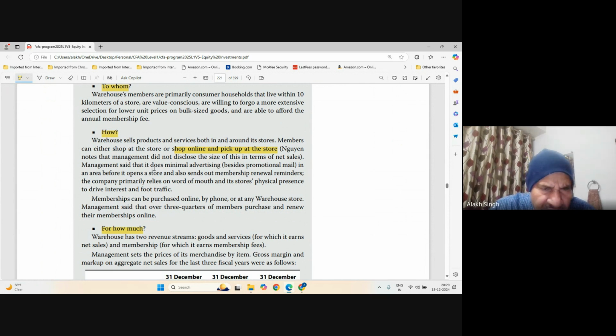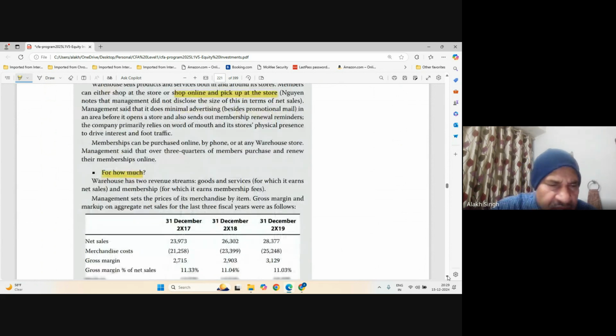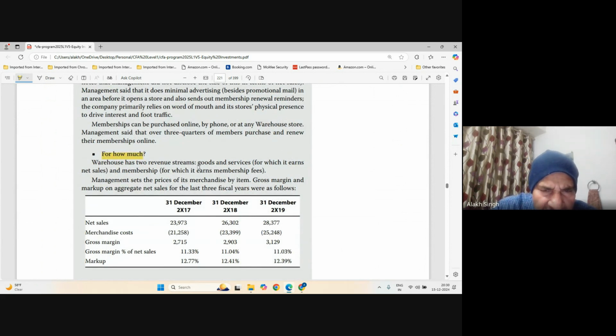Okay. So that is another way that it is delivering the product. That is the business model. Then for how much? So how much means the price, the revenue. So the warehouse has two revenue streams: goods and services, for which it earns net sales and membership fee. The membership fee is $60. This one is very much predictable, and net sales have been given.